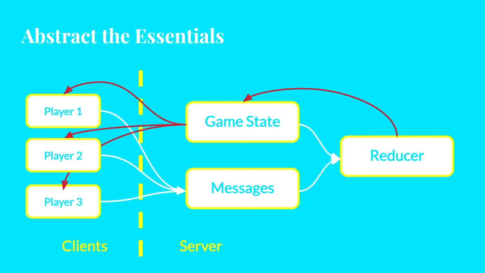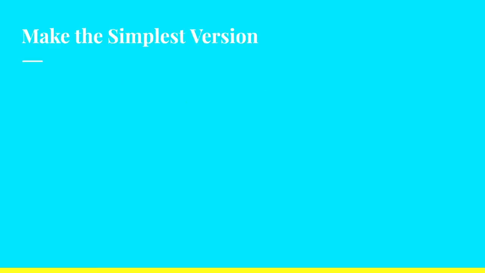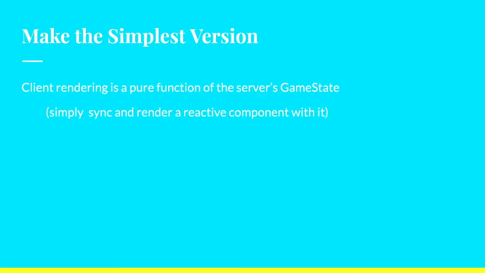Now, there are a couple of choices here, and those choices are about the simplicity for me. So the simple version of that diagram looks like a few things. One, the client rendering is basically pure. It means that if you do a fresh page load for a given game and you know what room you're in, that game state should just render.